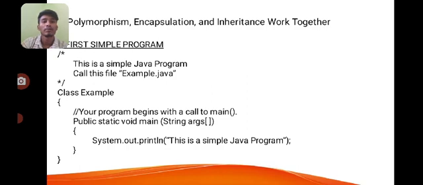First simple program and class example: public static void main, String arguments, System.out.println. This is a simple Java program.